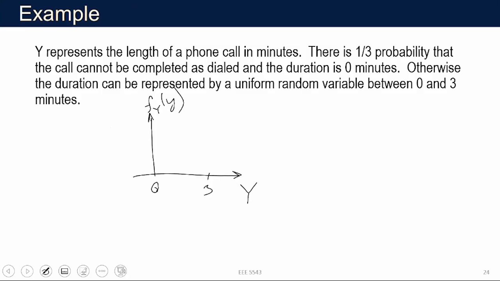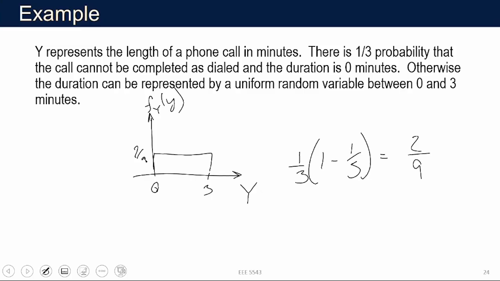So we can consider representing this probability density function graphically. From 0 to 3 minutes, we have a uniform distribution of the length of our phone call. Traditionally, this would be 1/3 because it's a uniformly distributed random variable. However, what is the probability of this occurring?